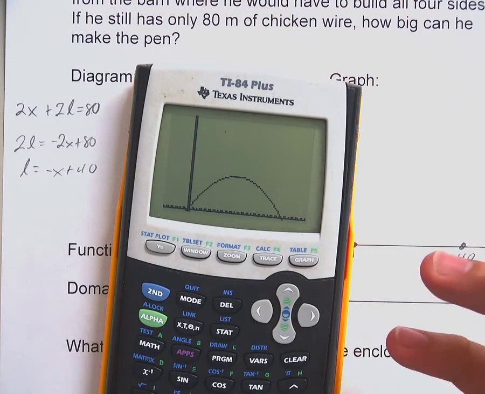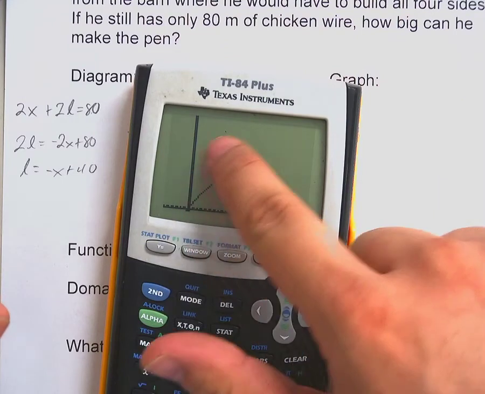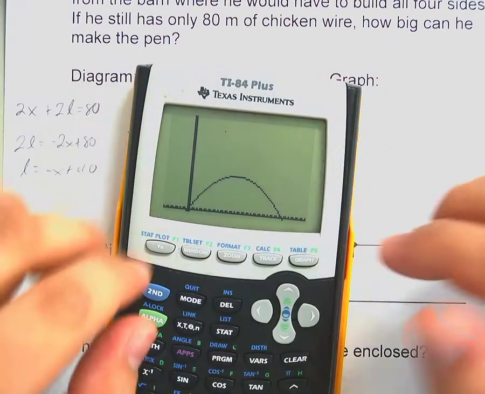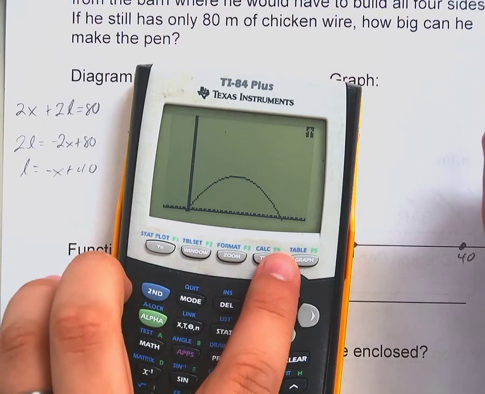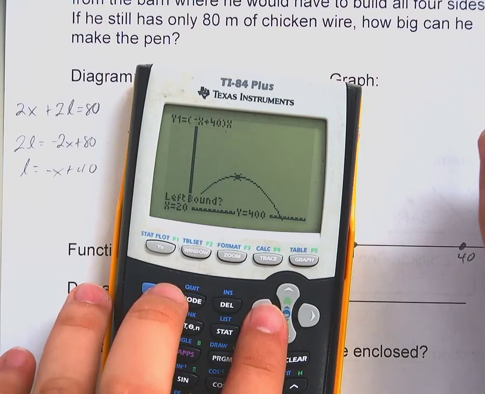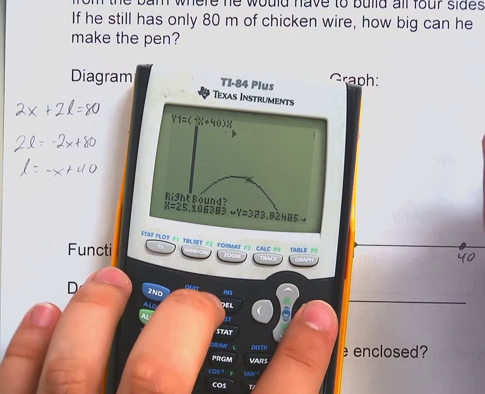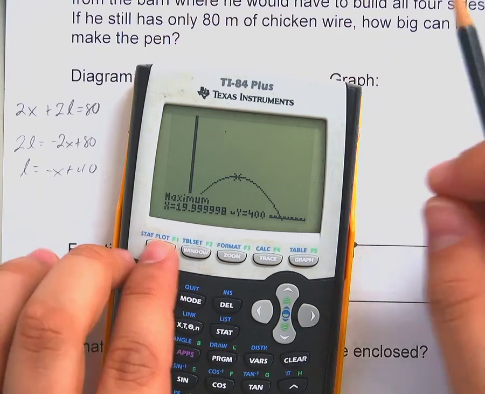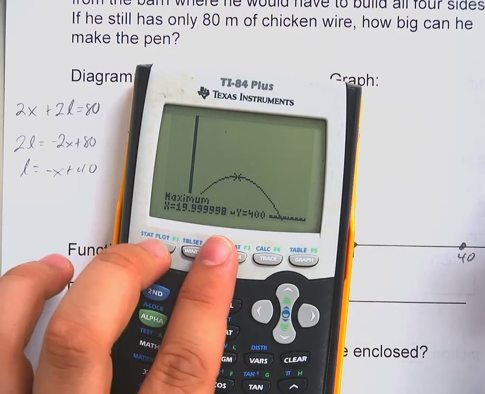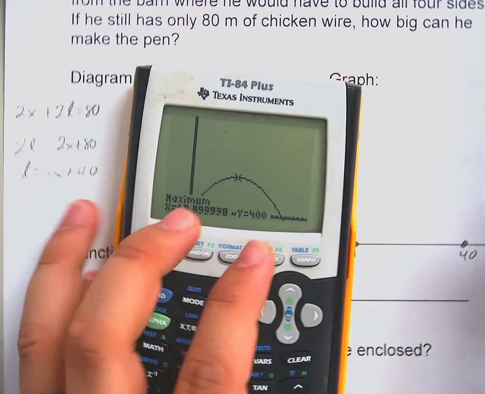Okay, so it's a little bit shorter than my original one. Notice I didn't change my window. I wanted to compare it to my original one. So my original one was up here. So I'm not going to change my window. I'm going to leave it as is. And then let's find the maximum. Second trace 4. Go a little bit left, a little bit right. At 19 point, no, that's pretty close to 20, so we'll say 20. At 20 comma 400.